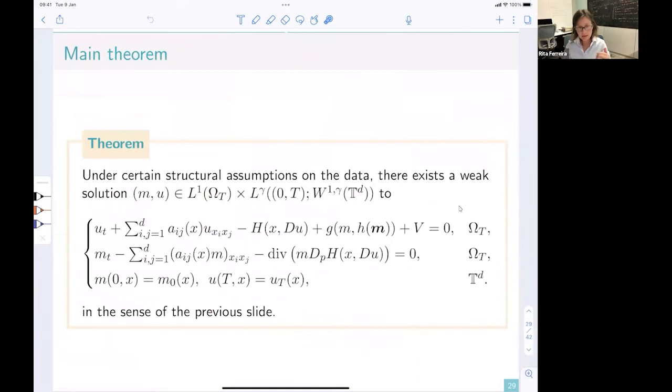Then again, under certain structural assumptions that this time I'm going to tell what are, I'm not going to hide anything, but this will appear in the next few slides. Under certain structural assumptions on H and G mainly, we can prove that there exists a weak solution in the previous sense to our mean field game. Okay, so this is the main theorem.